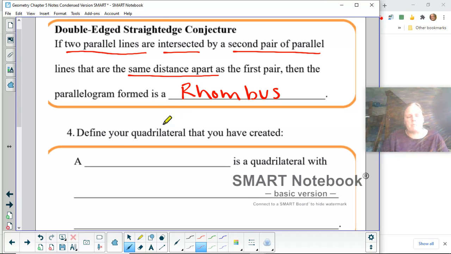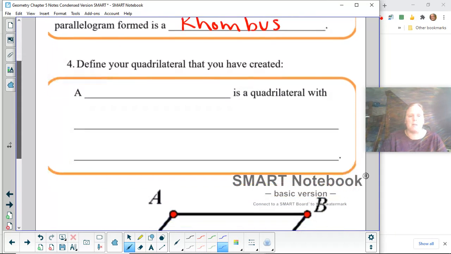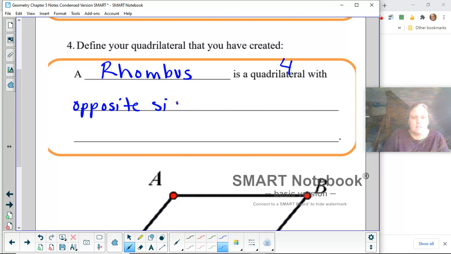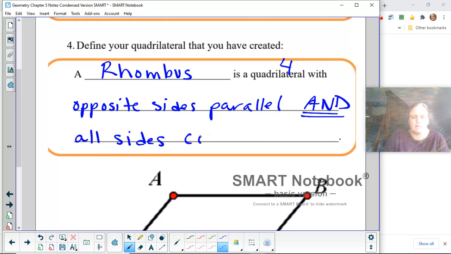Now we want to make sure that we have a specific outline of what a rhombus needs to have in order to be classified as a rhombus. So a rhombus is a quadrilateral. That means it's got four sides with opposite sides that are parallel, and this is the key part here. Opposite sides parallel just means a parallelogram, but to be that special rhombus, it must have four congruent sides, or all sides congruent.